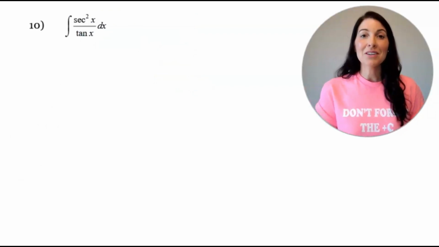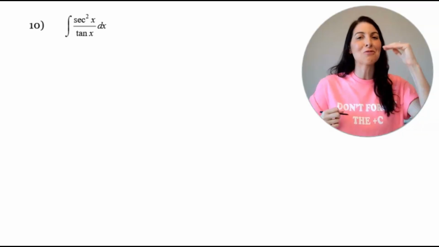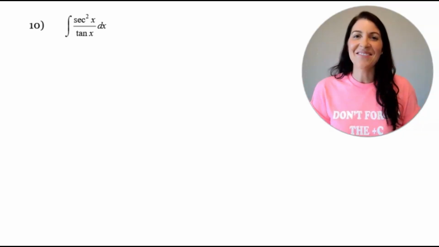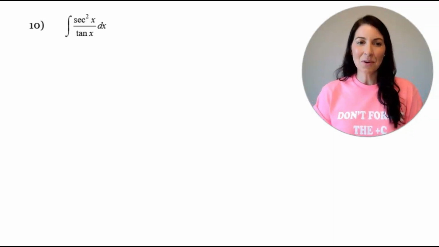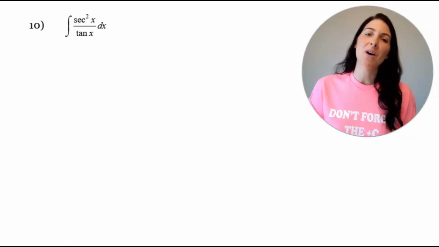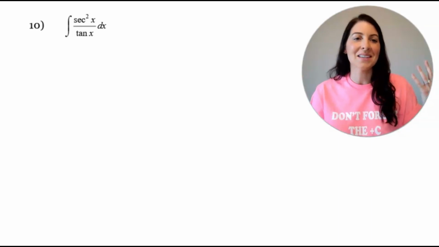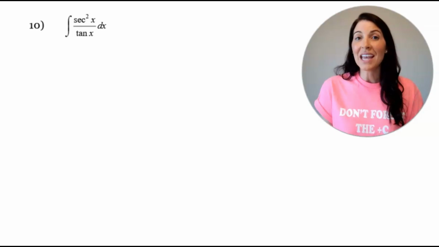All right, looking at number 10, and I hope by going through these, I hope your understanding of u-substitution is just growing and growing, and your confidence is growing right along with it. All right, in number 10, I am finding the integral of secant squared x divided by tangent x dx. And some people may wonder, what should I make as the u? Would I make the u secant x? Would I make the u tangent x?